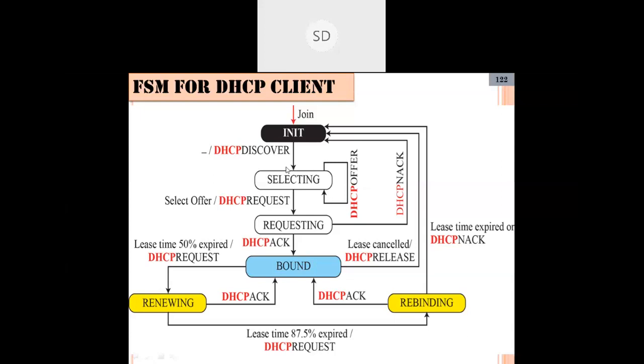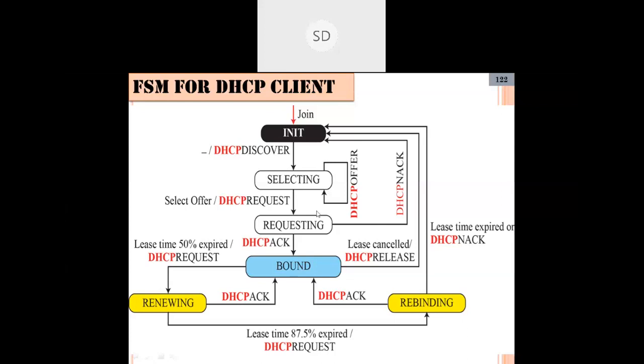Selecting state means the client enters the selecting state now. It will wait for the best offer. You can observe here, DHCP offer. It will remain in the selecting state once it receives the DHCP offer. Offer from where? Offer from the server, right? Based on the request, the server will send different offers to the client. Once it receives those offers, the client will decide the best offer and then go to the next stage.